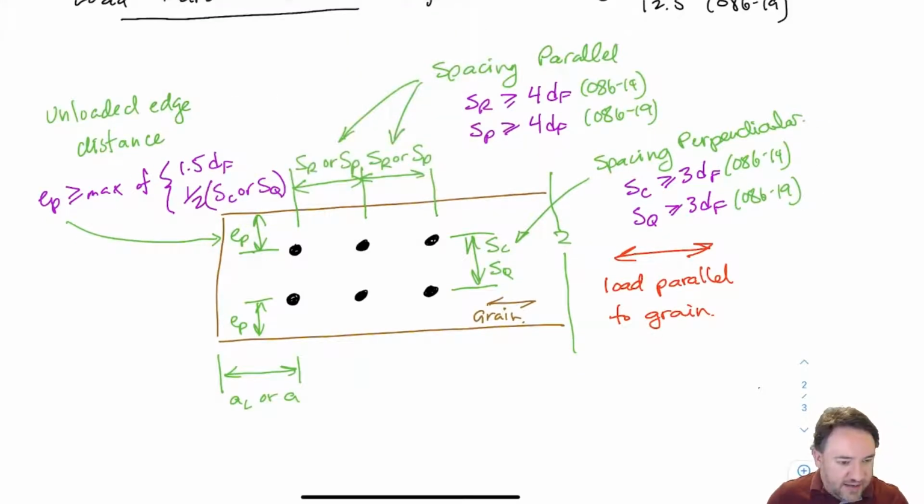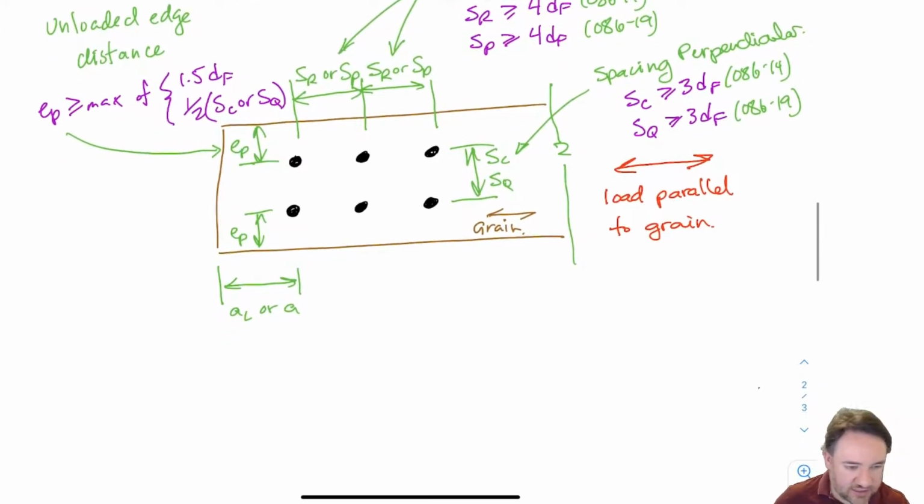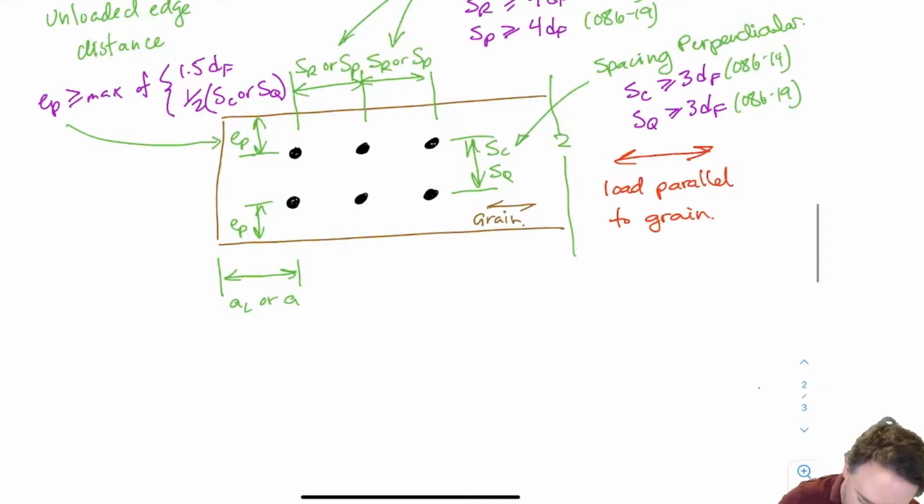This is the end distance, and whether it's loaded or unloaded end depends on which way the load is going. So it's not AL or A because of a difference between 08614 or 08619. It's because AL is the loaded end distance and A is the unloaded end distance. And remember, we had some of the same parameters for nailed connections, at least under 08619, where they changed the nail convention variable names so that they matched up better with these ones. Okay, so A.